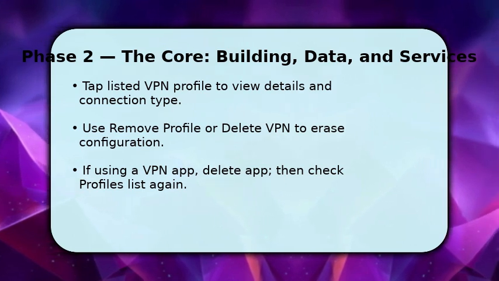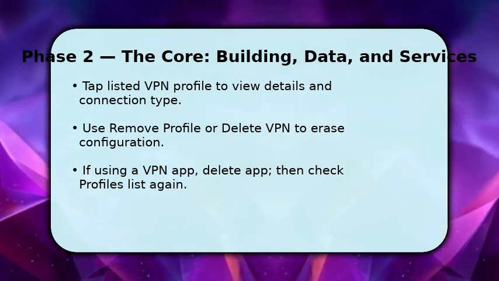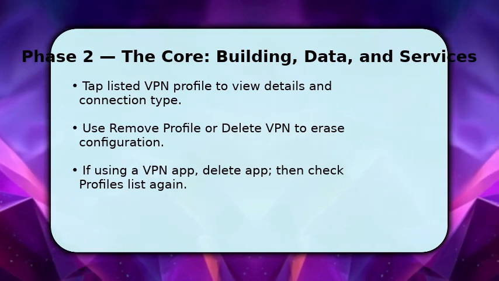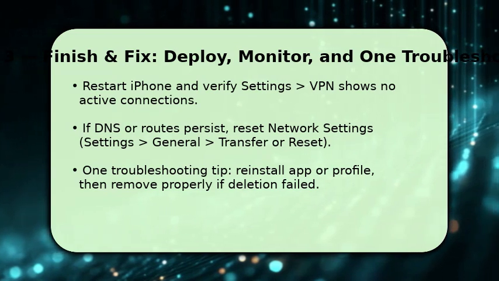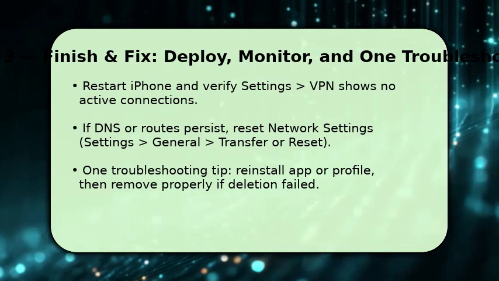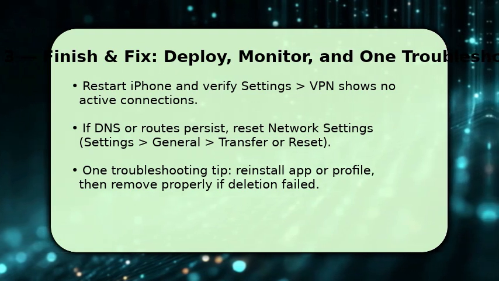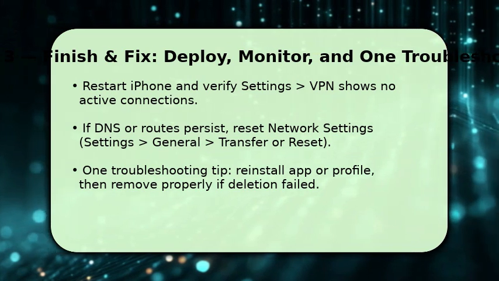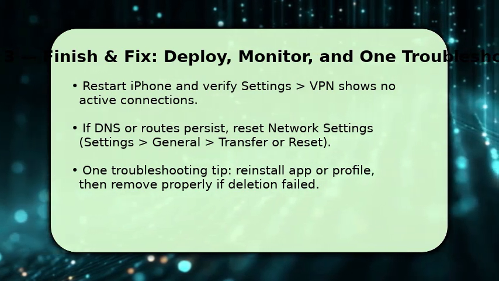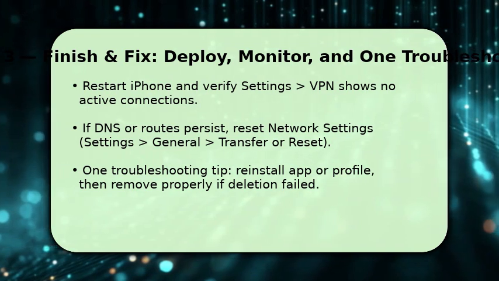This ensures no leftover routes or DNS entries persist after deletion. To finish, restart your iPhone and open Settings VPN to confirm no active connections remain. If you still see odd DNS behavior or blocked sites, reset network settings under Settings General Transfer or Reset by choosing Reset Network Settings. Note this clears Wi-Fi passwords.